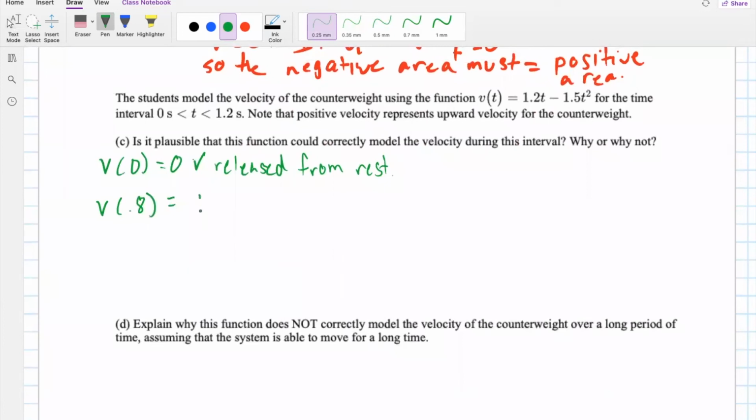Well, that's going to be 1.2 times 0.8 minus 1.5 times 0.8 squared. And I think here it's in our best interest to type this into the calculator right away so that we don't make mistakes. I mean, I think we can number sense it, but either way.